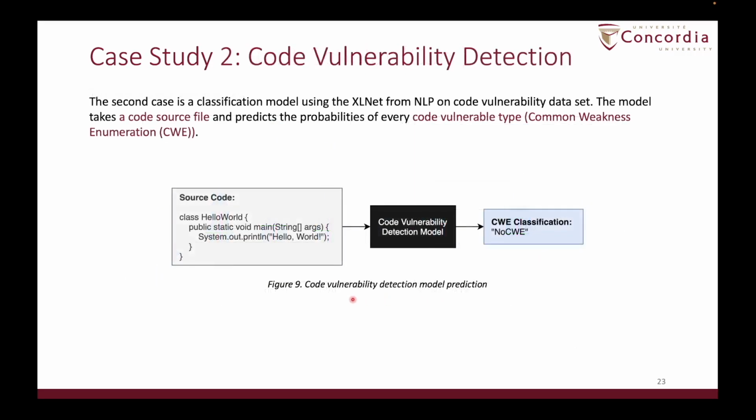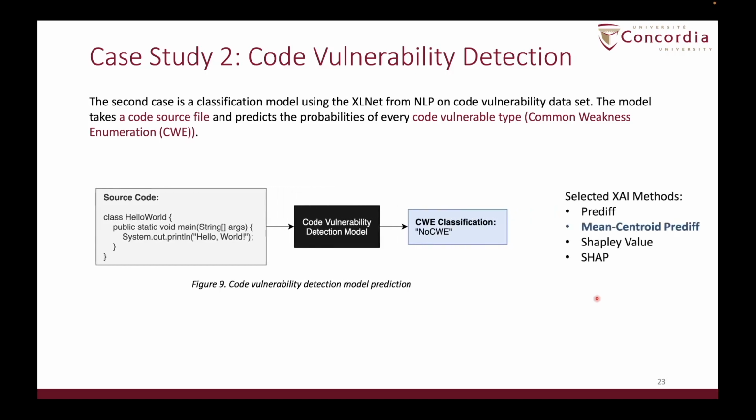The second case study is a classification model using the NLP technique on code vulnerability dataset. The model takes a source code file and predicts the probability of every code vulnerability type. In this case, we have the predict method, mean centroid predict method, Shapley value method, and SHAP method. The mean centroid predict method was developed by our team, which we improved from the predict method.